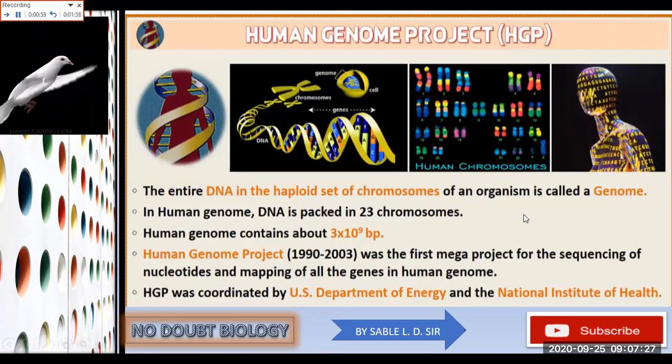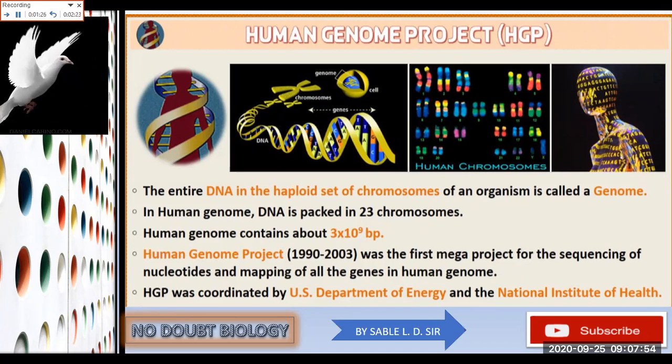In the human genome, the DNA is packed in 23 chromosomes, in one person, for example, male as well as female. The human genome contains about 3 x 10^9 bp, that is, base pairs.